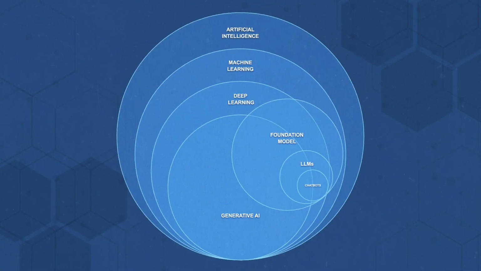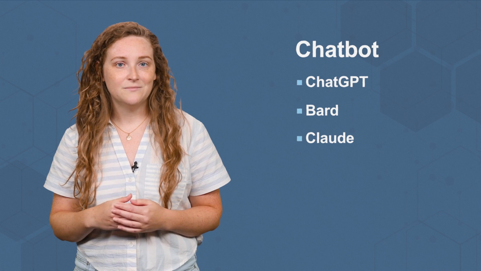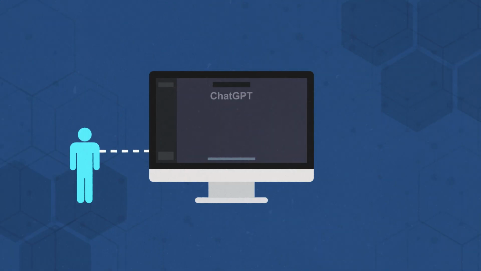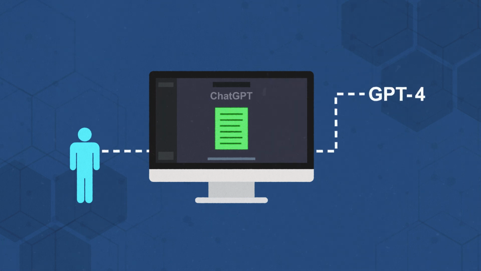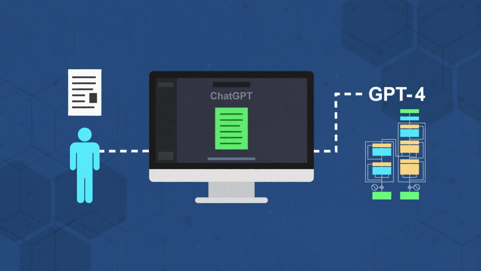And finally, we have chatbots. These are the user-facing interfaces that make it possible to use an LLM for content creation. Examples include ChatGPT, Bard, and Claude. So for example, when you're prompting ChatGPT to help you write an essay, meal plan, or anything else, ChatGPT generates answers on the back end by accessing the LLM GPT-4, a foundation model that uses a transformer architecture, and spits the answer back to you in the chat box.